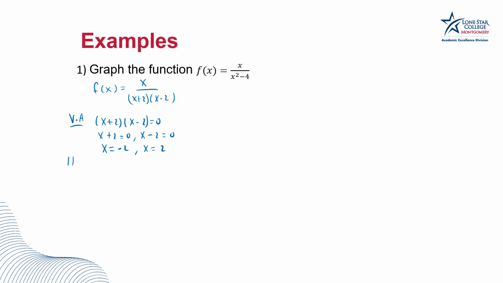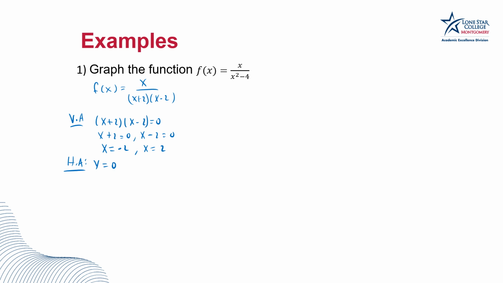Now for the horizontal asymptote, we look at our leading terms on top and bottom. On top we have an x, on the bottom is x squared. The bottom has a higher power. Because of that, right away our horizontal asymptote is just y equals 0.